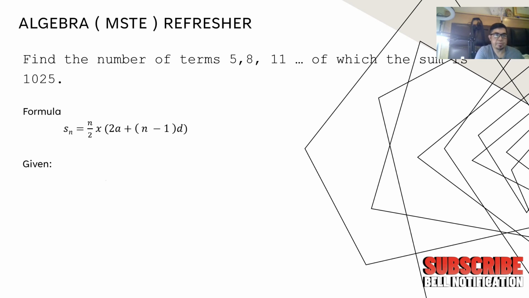Given: Sn equal to 1025, a equal to 5, d equal to 3. Solution. Now we need to simplify. 1025 equal to n over 2 times 2 times 5 plus n minus 1 times 3.